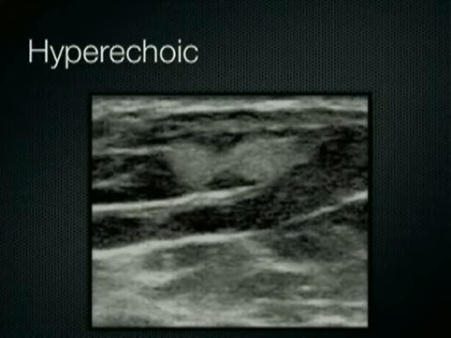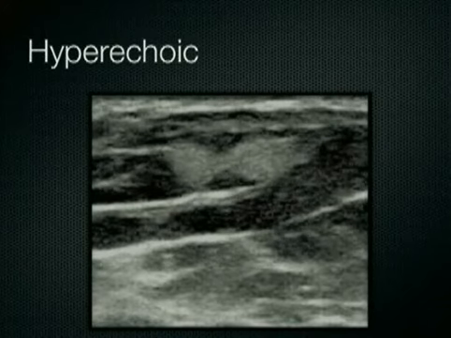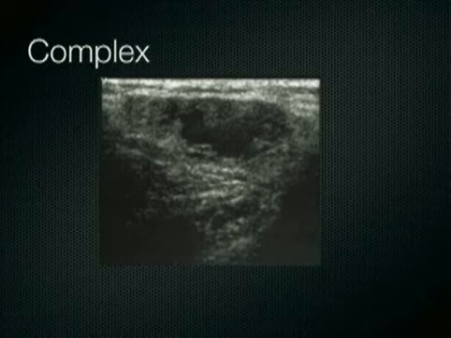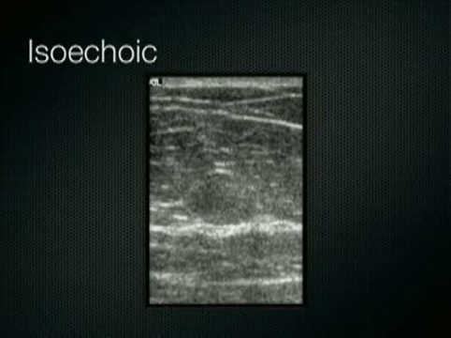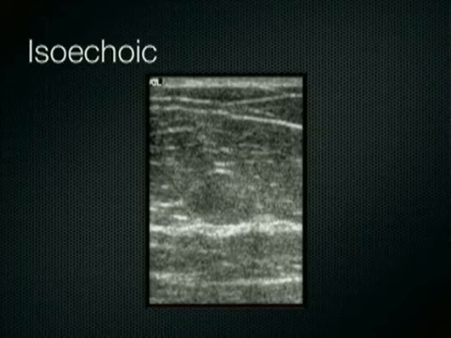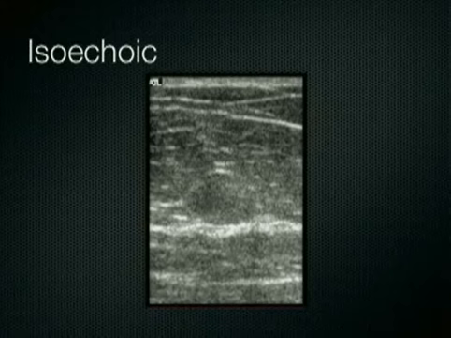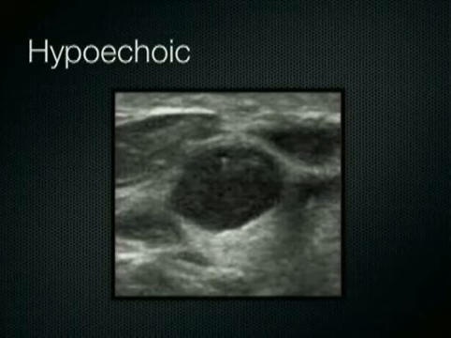Here a lesion with increased echogenicity compared to fat is shown, resulting in a classification as hyperechoic. And in this example, both cystic and solid elements are present, resulting in a complex description of the echo quality. Occasionally, lesions are very similar in their echogenicity to the surrounding fat. In this case, the lesion is isoechoic. And here an example of a hypoechoic lesion with low-level internal echoes.